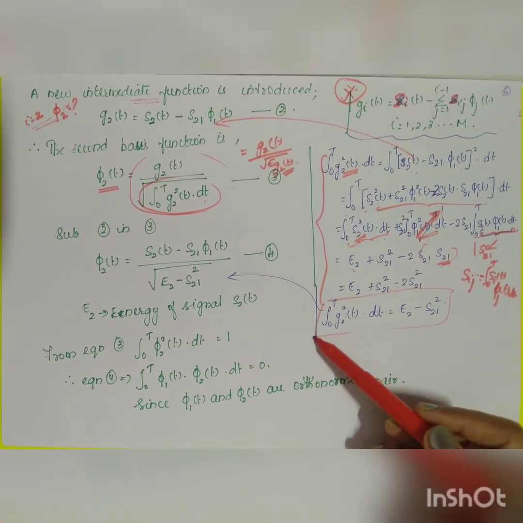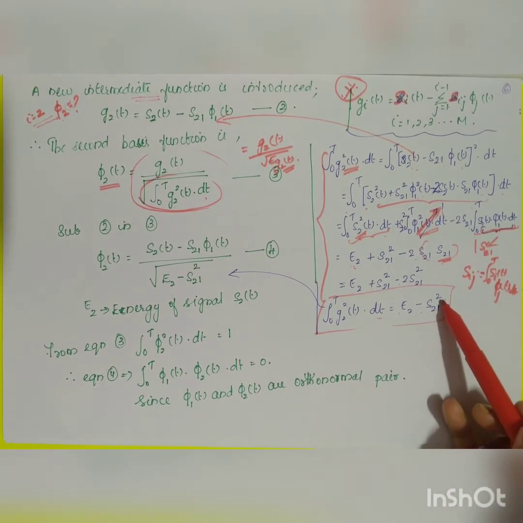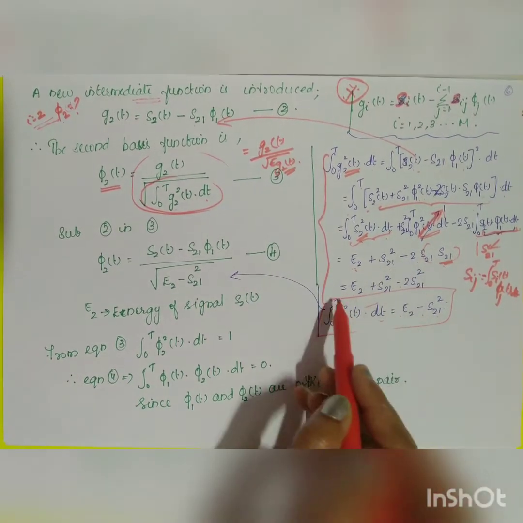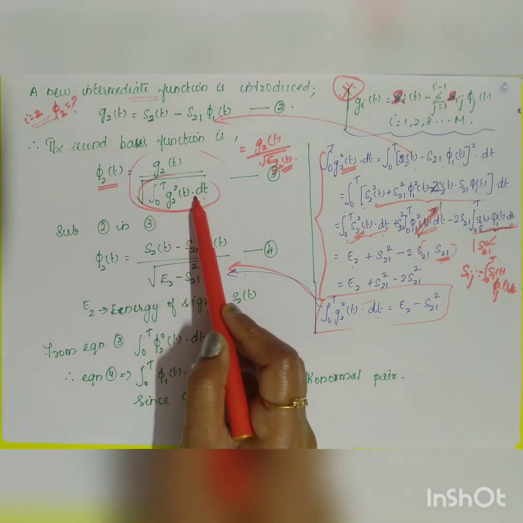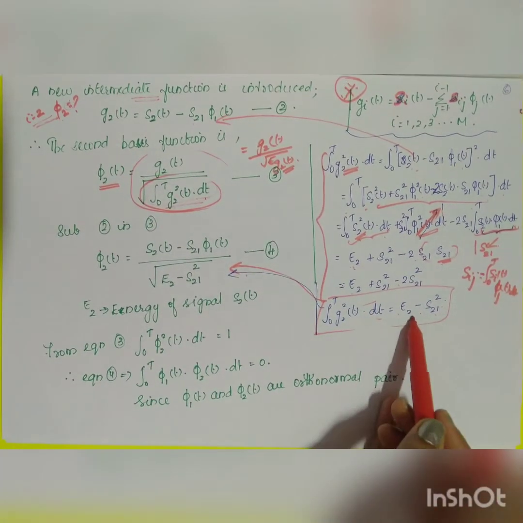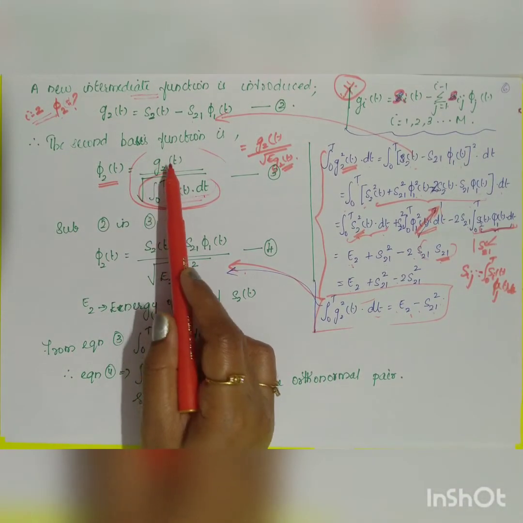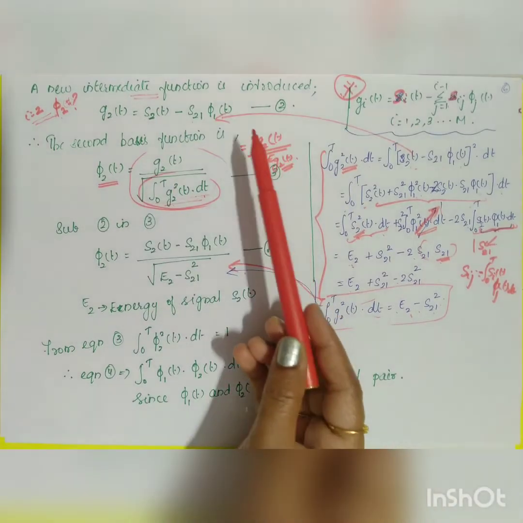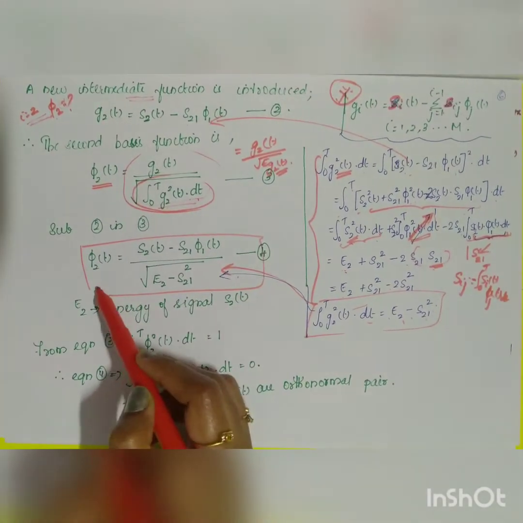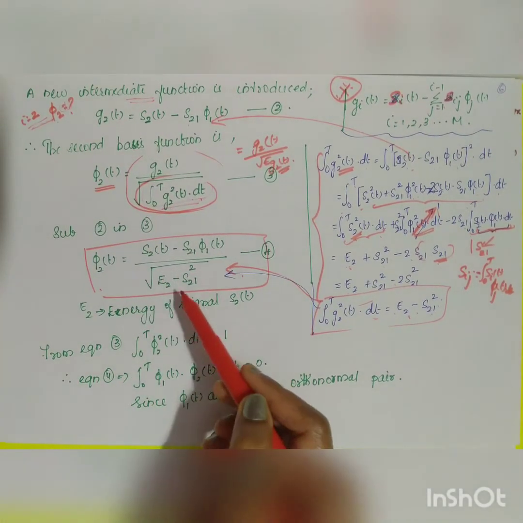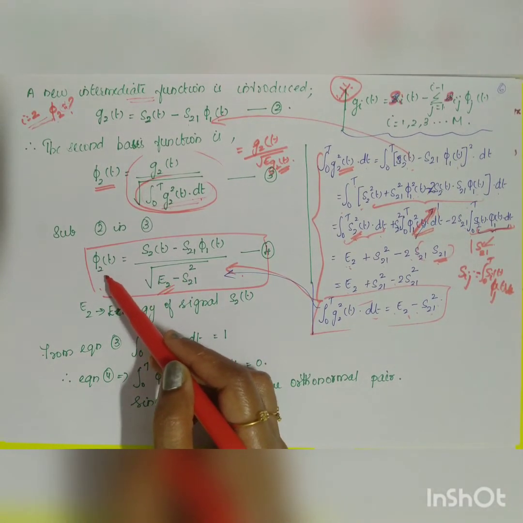Now you can replace the integral from 0 to T of g2 squared of t dt, which will be equal to E2 minus S21 squared. So this I have substituted in here. Instead of the root of the integral of g2 squared of t dt, I have replaced this value by E2 minus S21 squared. So root of E2 minus S21 squared, and g2 of t I have substituted the value S2 of t minus S21 into phi1 of t. So this will be your second basis function phi2 of t. What will be your E2? E2 will be your energy of the signal S2 of t. So now you have found phi2 of t.